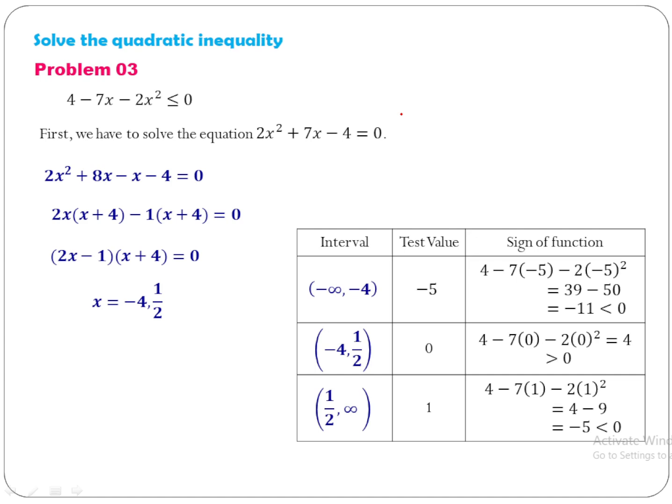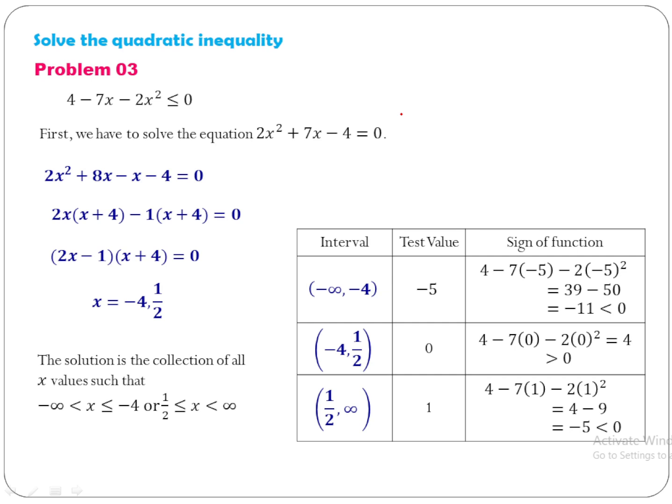The number line is divided into 3 intervals, and let's take the test value for the corresponding intervals. The inequality is satisfied in the first interval and the last interval, so the border values are included. So that is negative infinity comma minus 4 included, and 1 by 2 included comma infinity. This would be the answer.